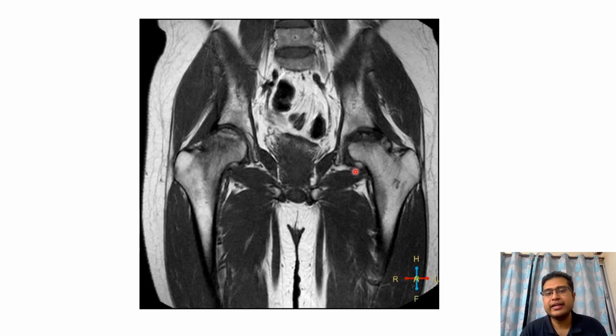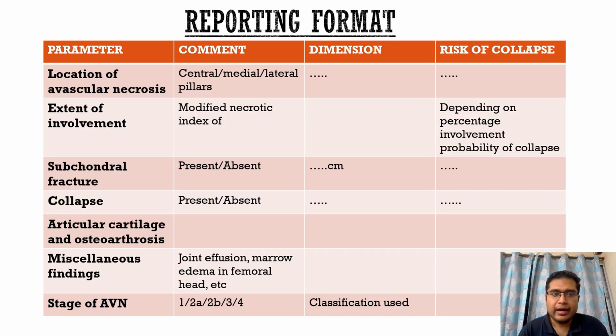Second, this is a set-in collapse where there is loss of the contour of the femoral head that we can see, where the collapse is already set in and the only treatment is total hip replacement. And now this is the reporting format summarized, where the location, extent of involvement, subchondral fracture, collapse, articular cartilage and osteoarthrosis, miscellaneous findings and stage of the AVN have to be given.